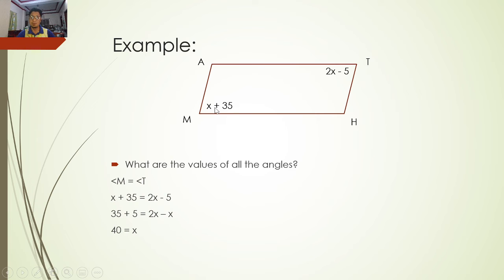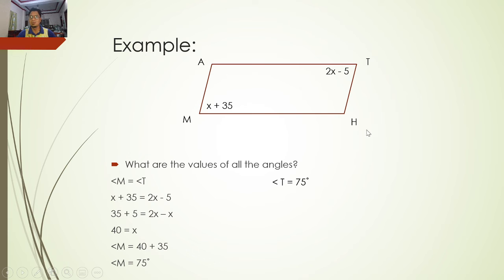So let's say for example dito, angle M is equal to 40, kasi yun yung value ng x, plus 35. Sa mga tweet, angle M is equal to 75 degrees. Angle T, natural, 75 degrees din kasi equal sila. Now, you can substitute it to make it clear para po sa atin lahat. Ganun din yung makukuha yung 75.